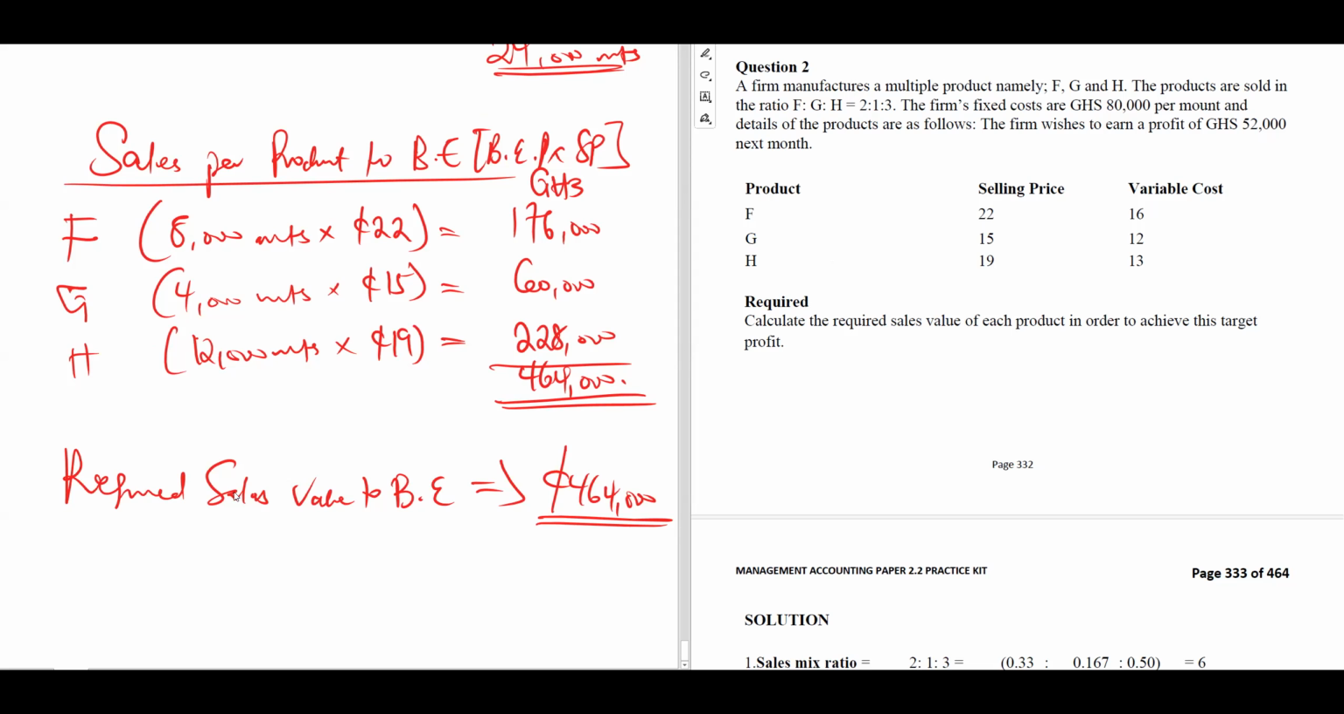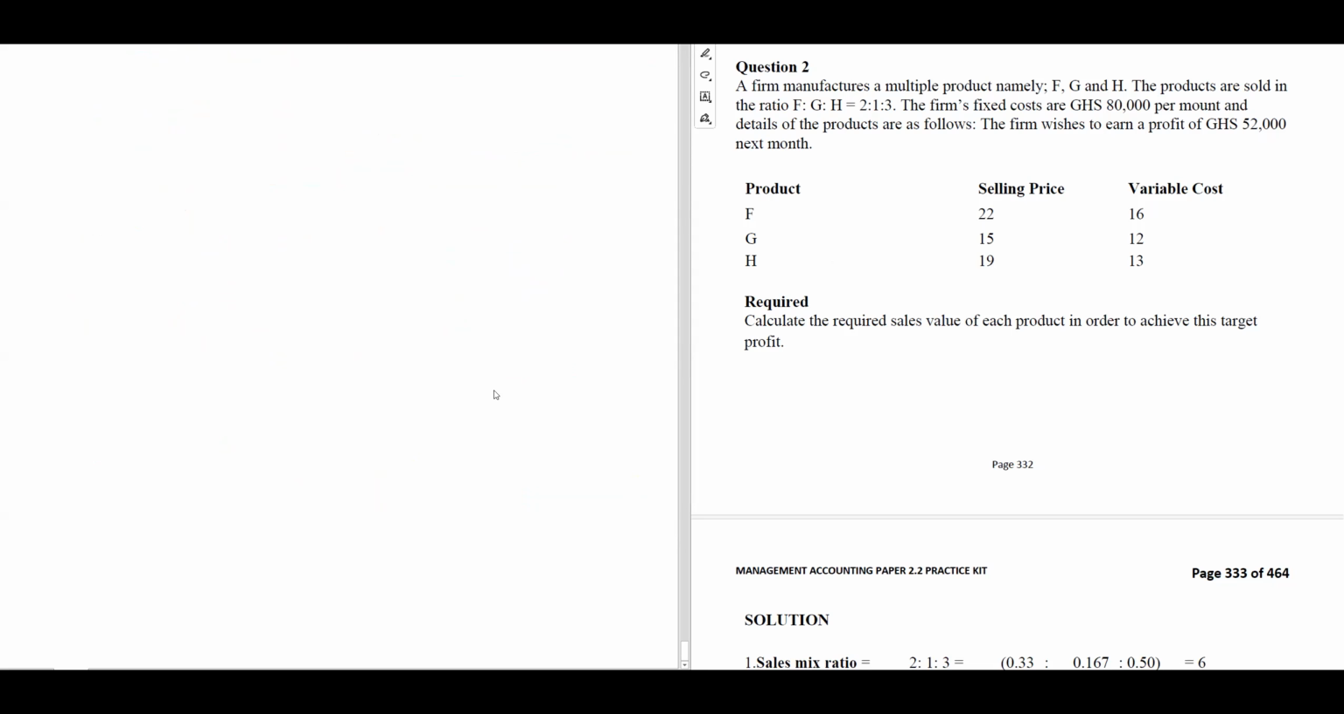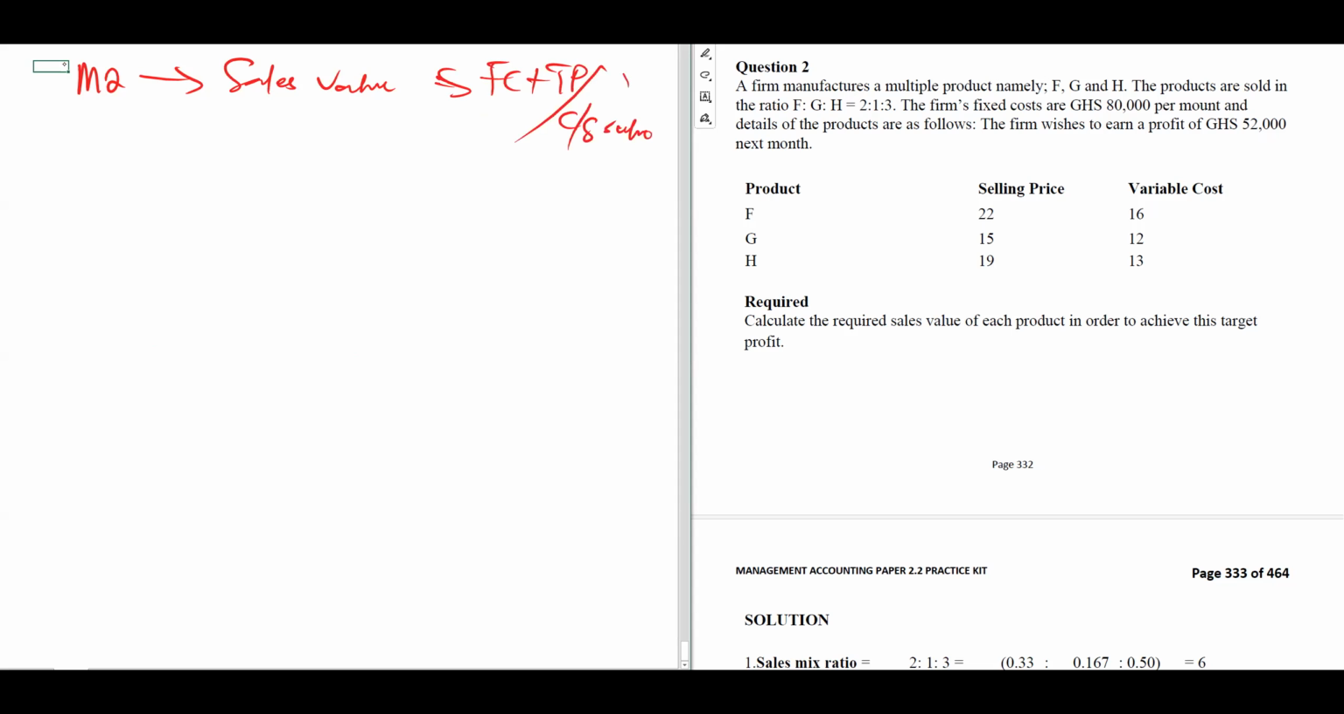Okay. I hope so far, so good. Can we try method 2? This one, it would have been more appropriate to use method 2 to get it straightforward. Method 2 is the CS ratio approach, because here we are looking for sales value, and we know that sales value is always our fixed cost plus the target profit, all over our CS ratio, right? So that would have been more appropriate. That's why I said, look at the one that best fits. What we did was not bad, but somebody can also use this CS ratio approach, right?